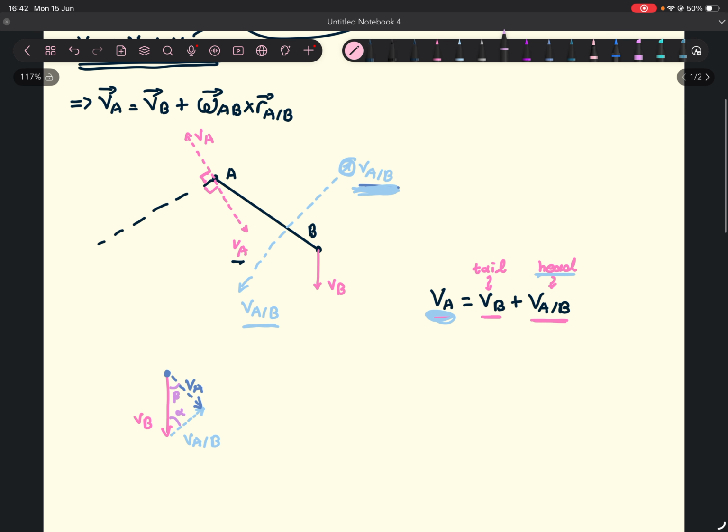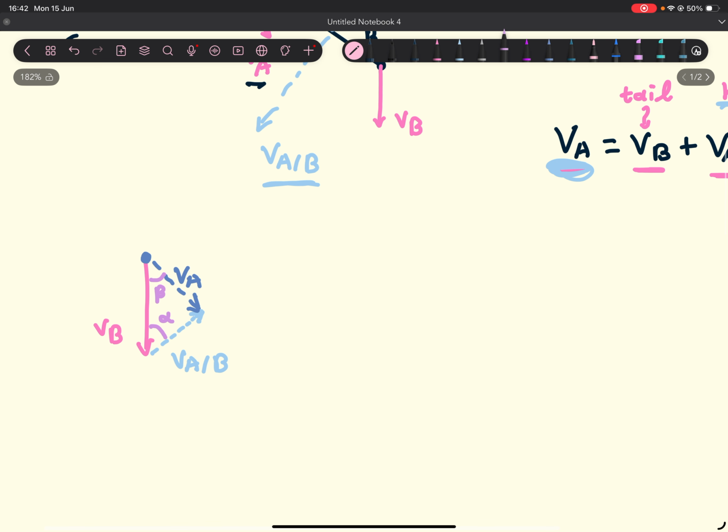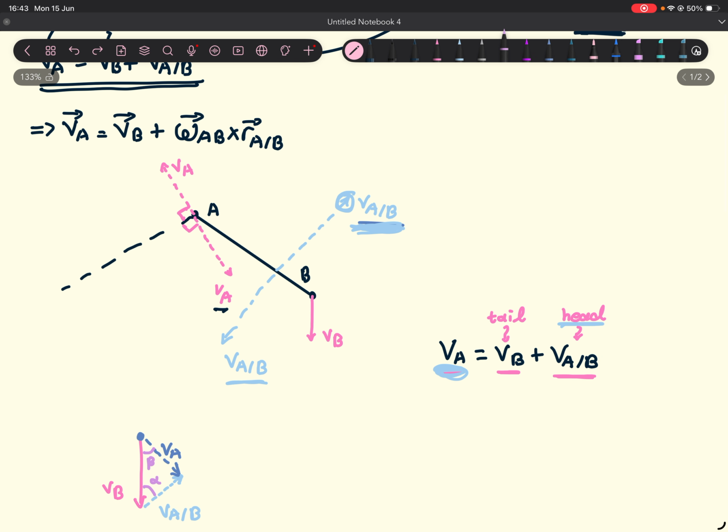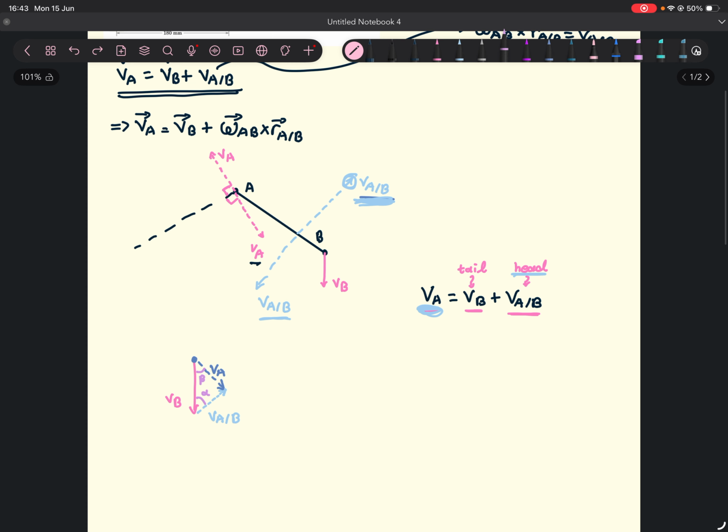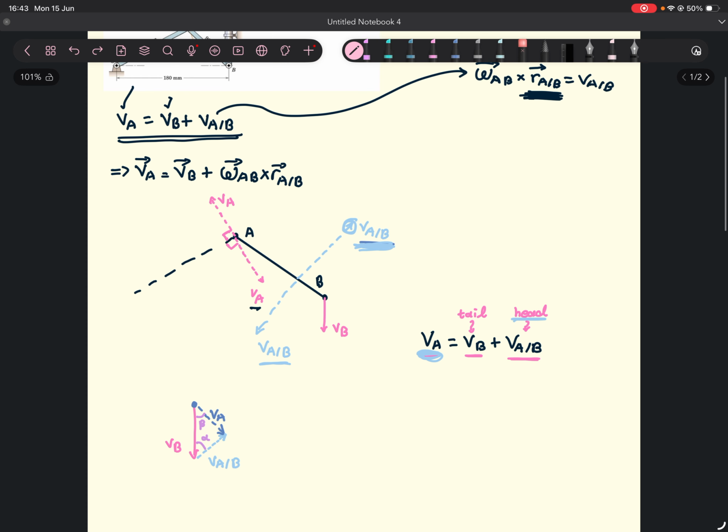Cool. And then take note of the vector that you're making them with. So I'm going to look for VA relative to B, and then I've also made the angle with VA. So I need to draw those in my diagram and then look for those respective angles. So I'm going to start with VA.